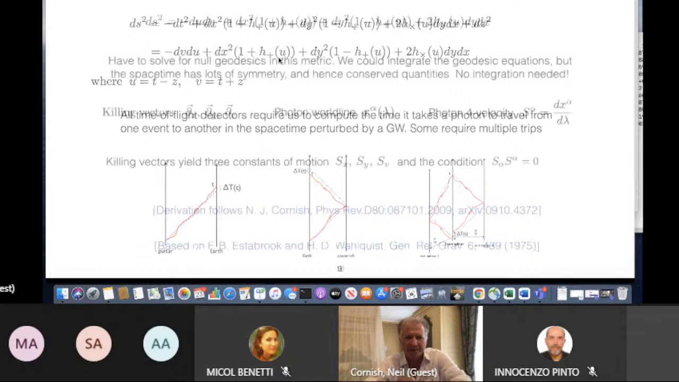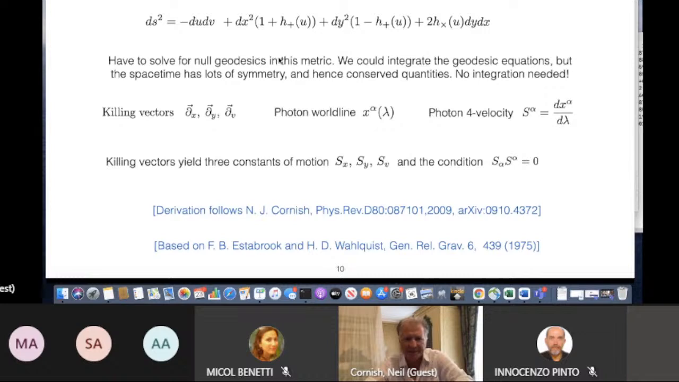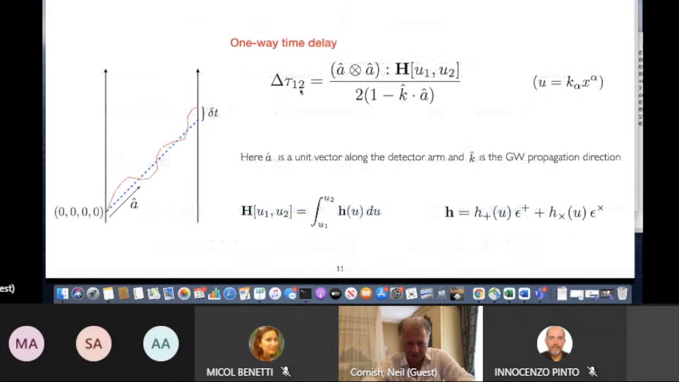So integrating to find the photon geodesics is really simple because you have four constants of the motion. So it's a fully reduced to quadrature system. So it's very easy then because you've also got the normalization condition. So you don't even have to solve any differential equations. You can just directly calculate the time delay because you've got all these constants of the motion in this metric. And the result is pretty simple to work through.